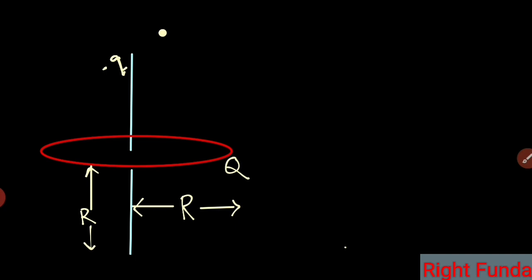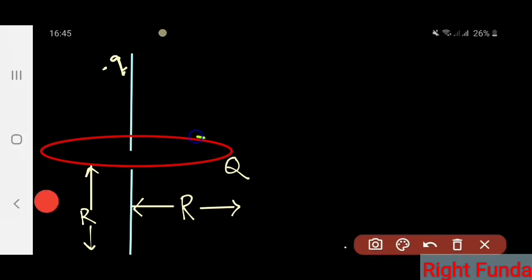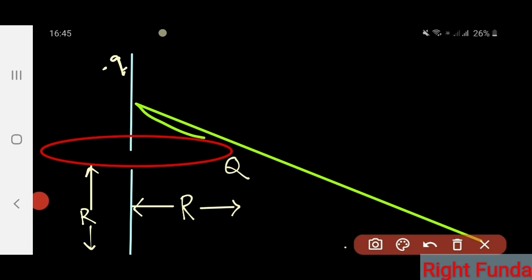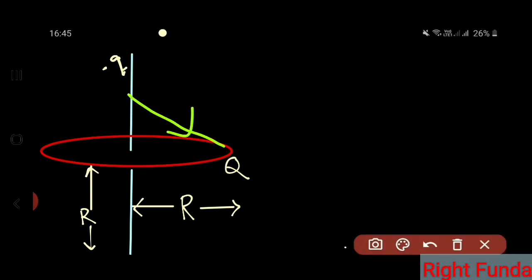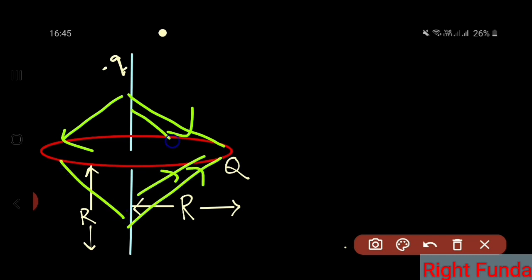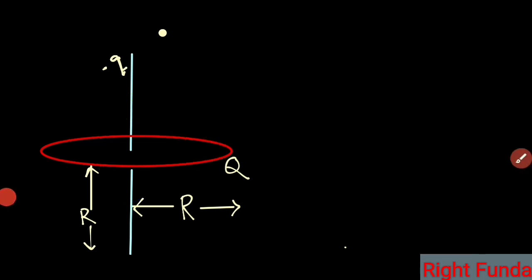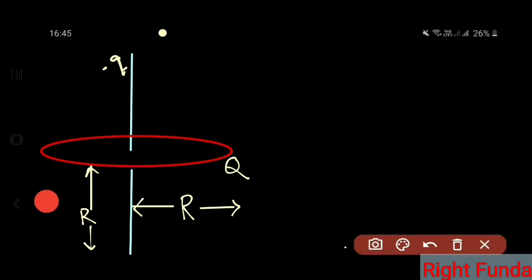The length of the rod is 2R, and the rod is symmetrically placed. As the rod is symmetrically placed, everywhere on this rod the ring will be attracting it. This side will be attracted like this, this also will be attracted like this, so every point will be attracted like this. So the net force on the rod is equal to zero. But if it is slightly disturbed, then the net force may not be equal to zero.